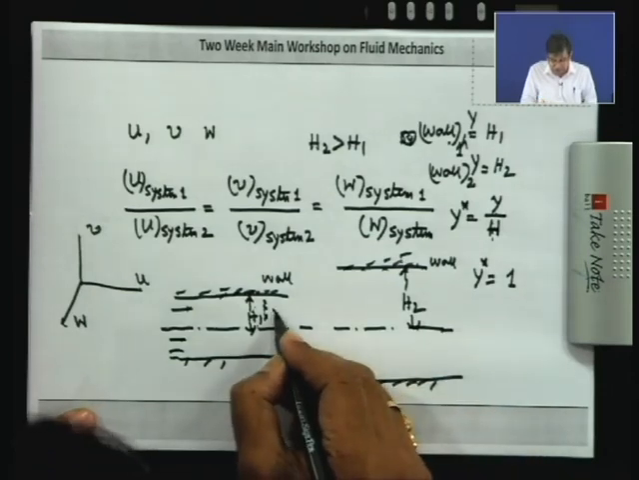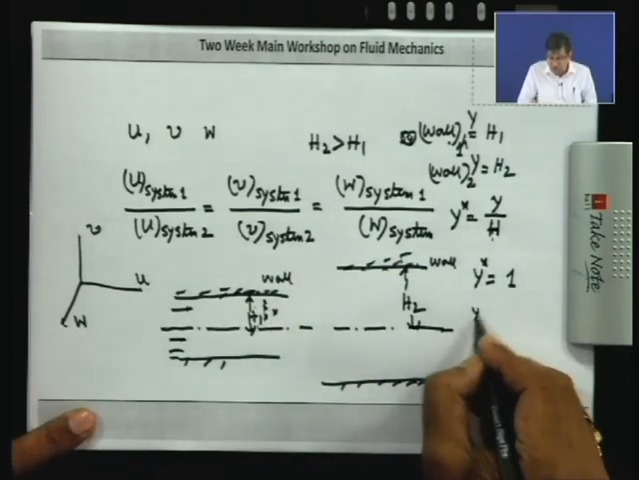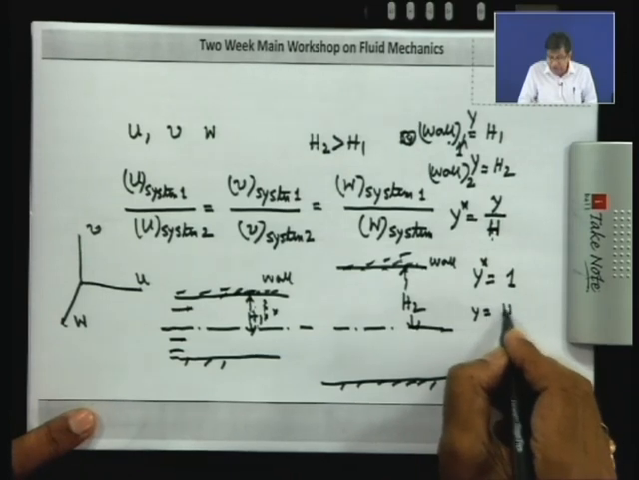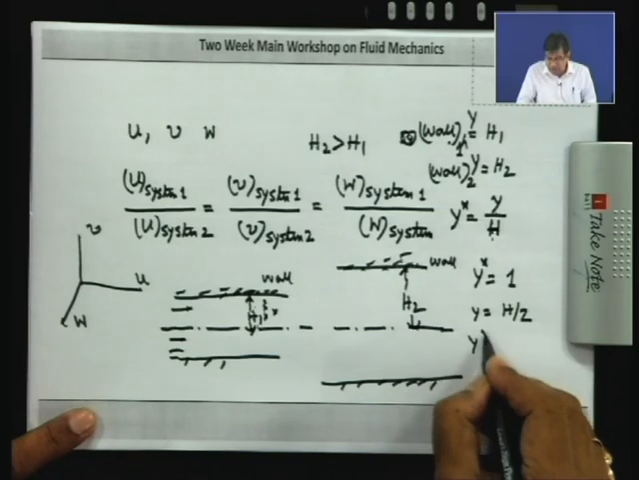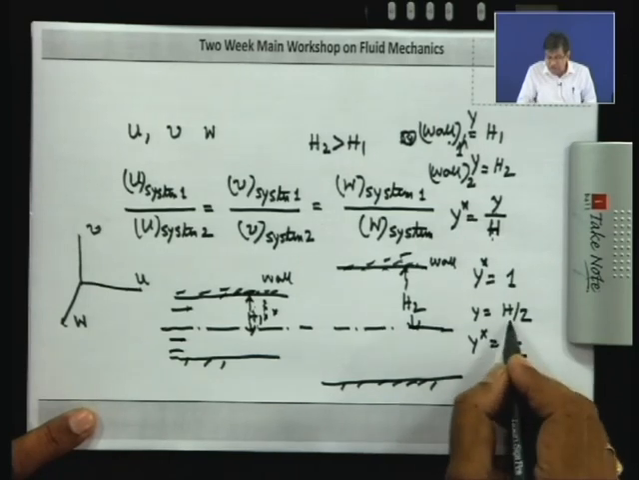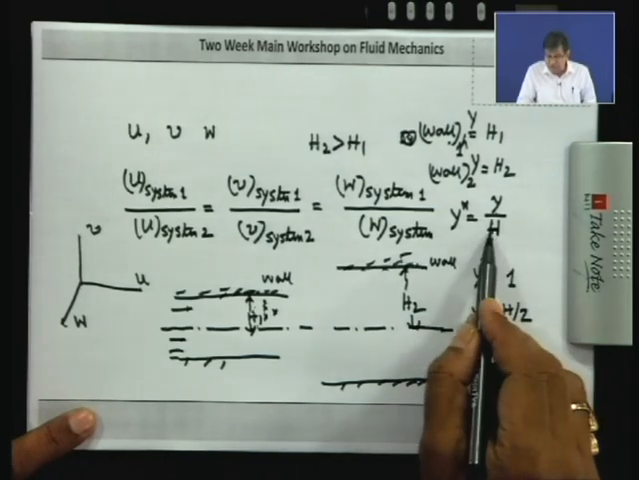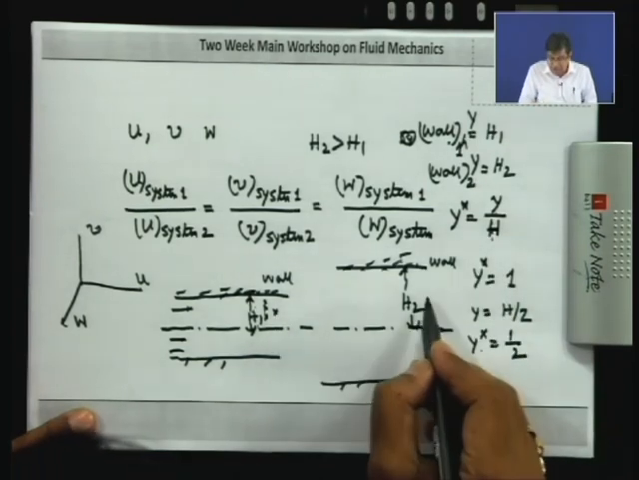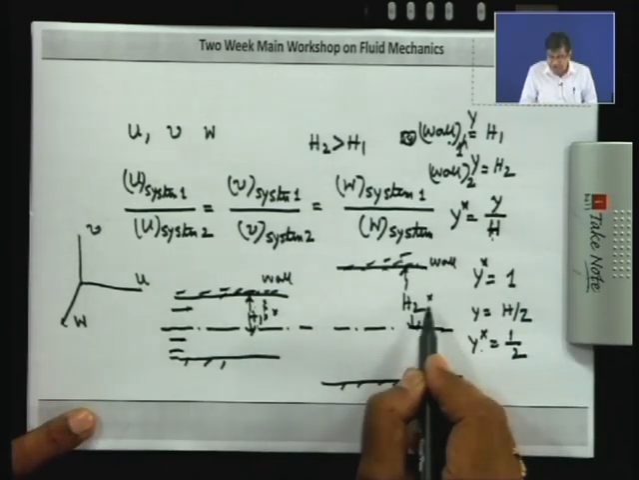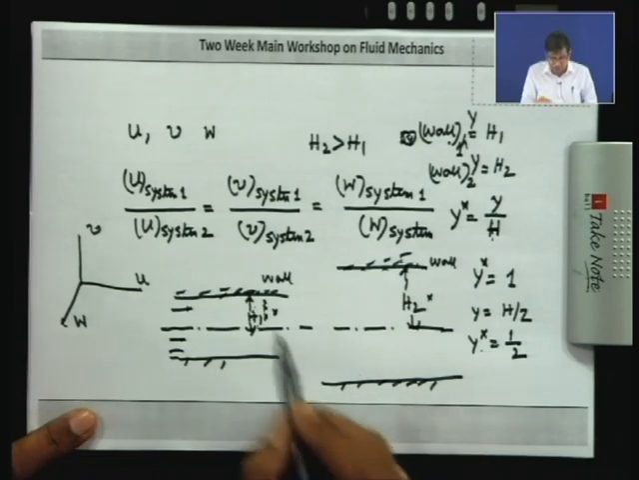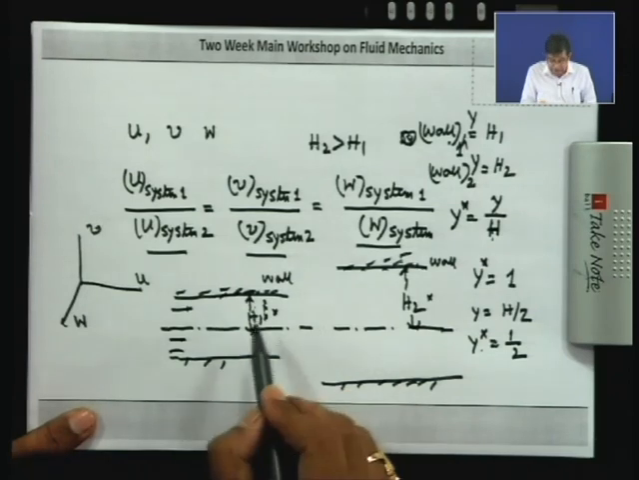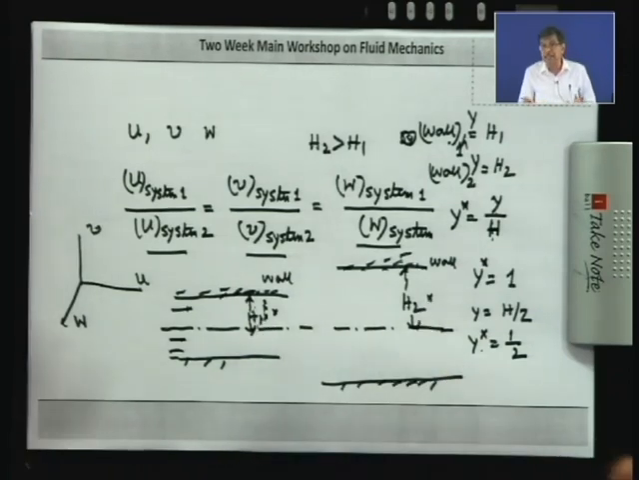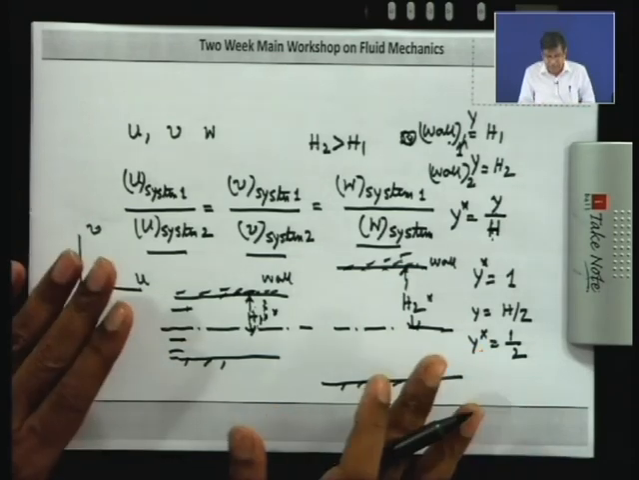Similarly, if we take a point at the middle, where the y coordinate is h by 2, half of the width, then y star will be half, because it is already normalized with h. That means these are the corresponding points, geometrically similar points. Therefore the ratios of the velocities will be the same at the corresponding points to maintain the kinematic similarity. Okay, I think it is understood well. So this is kinematic similarity.